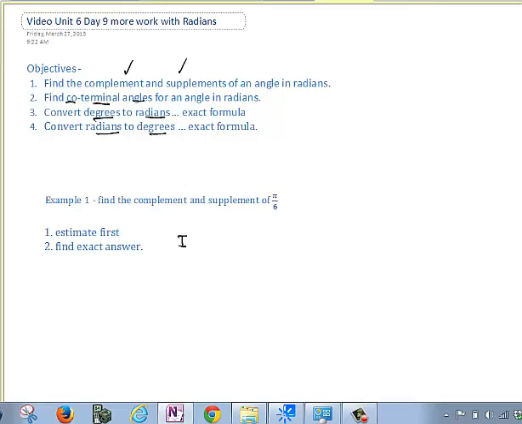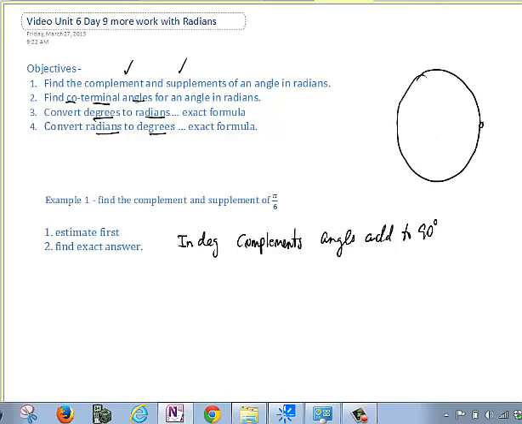Remember in degrees that for complements, the two angles have to add up to 90 degrees. While in radians from yesterday, if that's 0 radians, when we're at this point of the circle, this is about 1.5 radians, or you would say pi over 2 radians to be precise. If you're at 180 degrees, you would say that's pi radians, or approximately 3 radians.